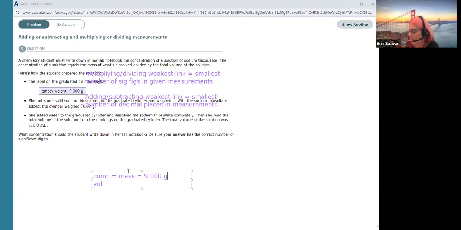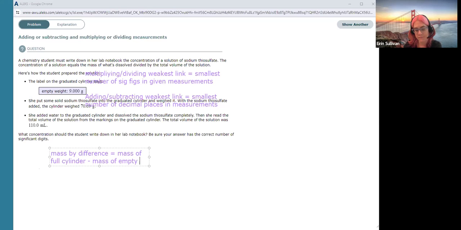It's a bit more complicated than that, because we are working out the mass by difference. So we've got the empty weight of our graduated cylinder, and the cylinder plus the sodium thiosulfate is 70.69. So the mass by difference is the mass of the full cylinder minus the mass of the empty cylinder. You'll do this a lot in lab, right? And that will give us the mass of our sodium thiosulfate.